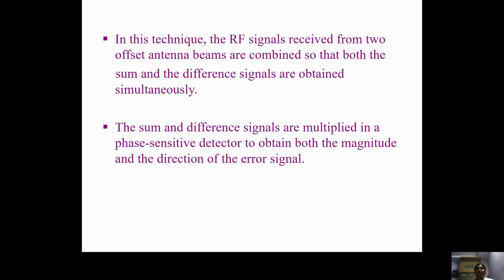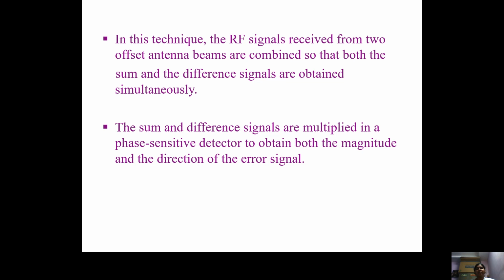They are combined in one magic tee or hybrid section, which contains four ports. Through two ports, we send two RF signals, which generate two antenna beams. Here at the third and fourth ports, it gives two outputs, which are nothing but the sum of the two antenna beams and the difference of the two antenna beams, simultaneously.